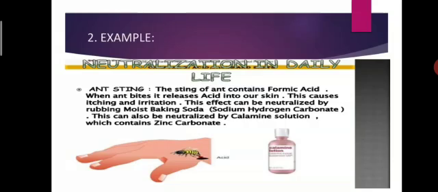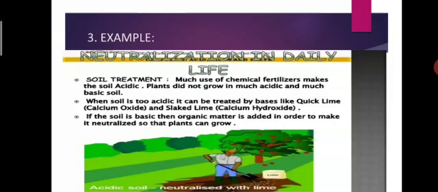This effect can be neutralized by rubbing moist baking soda, or we can say sodium hydrogen carbonate. It means that if any ant bites you, you have to rub some baking soda over it. This can also be neutralized by calamine solution, which contains zinc carbonate. So if we rub sodium hydrogen carbonate, baking soda or calamine solution over it, we get relief from that. So the second example is the ant sting, for which we can use calamine solution.